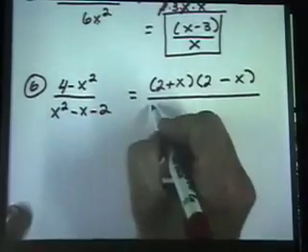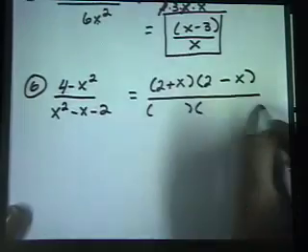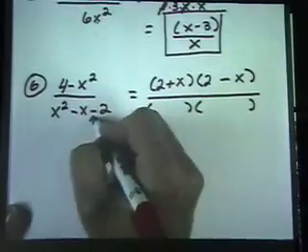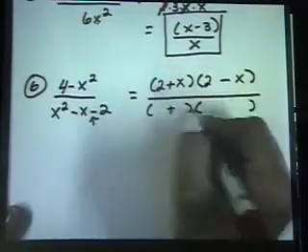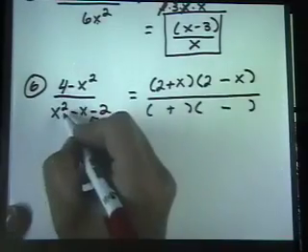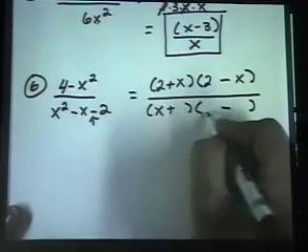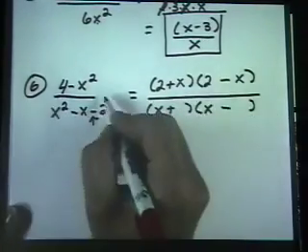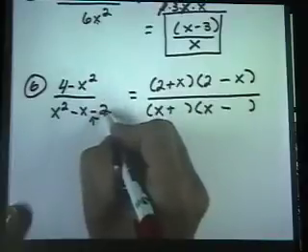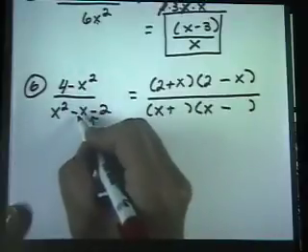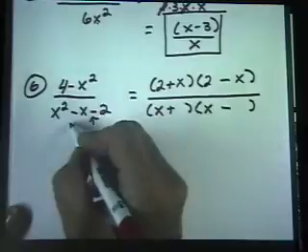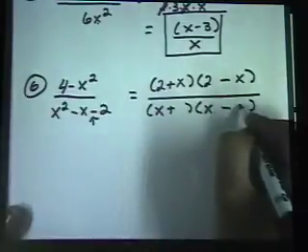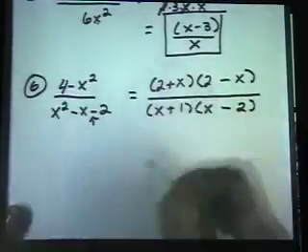Can we factor this? If we can, we want to factor. Let's look at it. The back sign is negative, so that means my 2 signs have to be different. What times what gives me x squared? Well, it's going to be x and x. What times what gives me 2 that adds up to negative 1? Factors of 2 that add up to a negative 1. Well, it's going to be negative 2 and a positive 1.